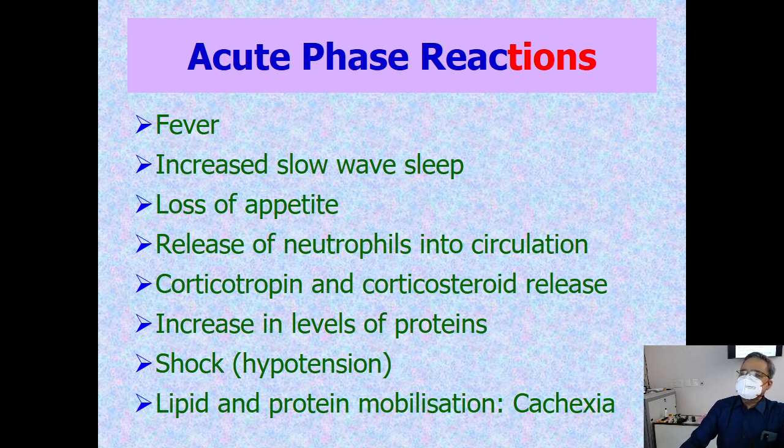There is proliferation because of release of various colony stimulating factors, which are also produced by the same endothelial cells and macrophages. Then it causes this corticotropin and corticosteroid release, which are stress mitigating hormones, or hormones which deal with stress. Increase in levels of certain proteins, which are called acute phase reactants. Too much of this acute phase reaction causes shock, which you will study in a subsequent chapter. And they can also cause mobilization of body fat and body protein, causing cachexia. So people become thin. He had one month of typhoid and he comes out thin. You might have seen or you might have heard.